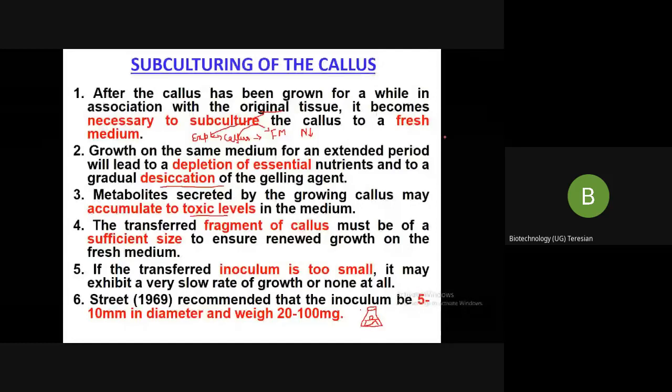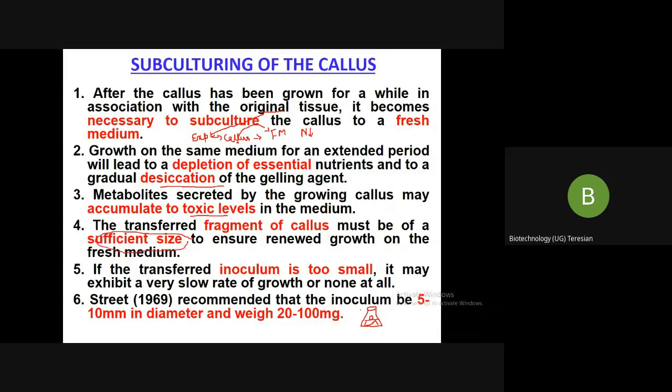Now, when I say I will take my callus and put it in the fresh media so that it grows well again, you cannot do it as you wish. There is a particular protocol or procedure for transferring. Of course, you do all aseptic methods. But another important point you have to remember is that the transferred fragment of callus must be of sufficient size.